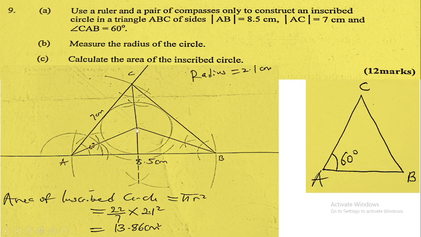But we need to know the radius of the circle. We need to know the radius of the circle and the center of the circle. Of course, we already know the center of the circle, which is this. Then we need to know the radius of the circle so that we can draw this circle. Then how do we do that?